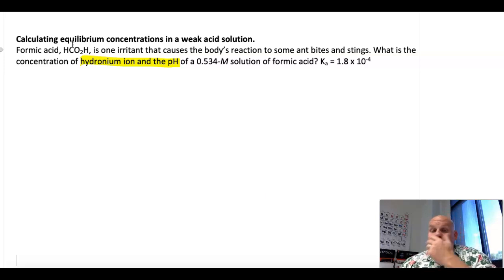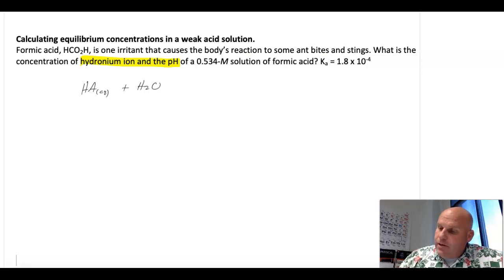Okay, so this one has a little more to it, and this is where we can check our percent ionization, and if it's below a certain value, we can avoid using the quadratic. So let me show you what that looks like here in a second. All right, so as always, we'll do our reaction. This time I will just go ahead and use the generic acid reaction.